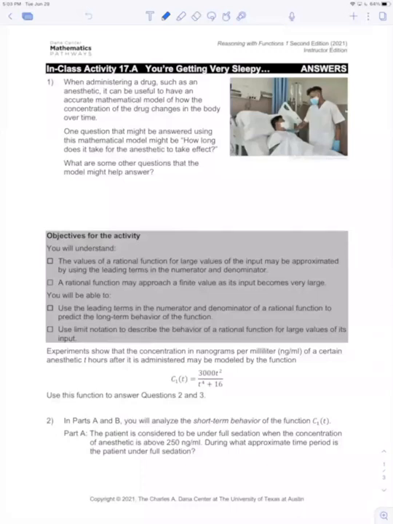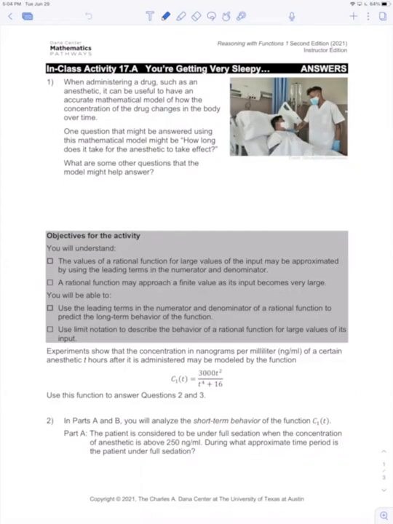2. In parts A and B, you will analyze the short-term behavior of the function C1 of T. Part A, the patient is considered to be under full sedation when the concentration of anesthetic is above 250 nanograms per milliliter. During what approximate time period is the patient under full sedation?